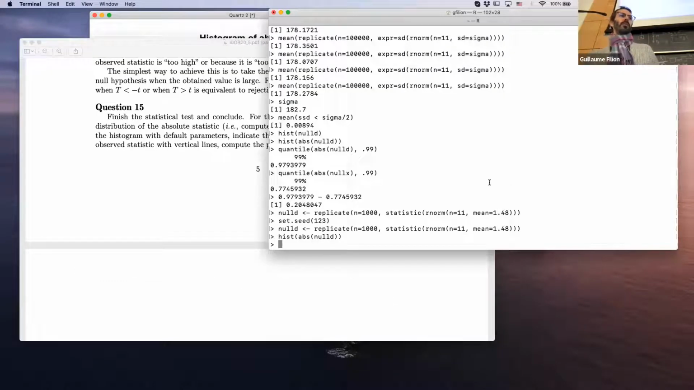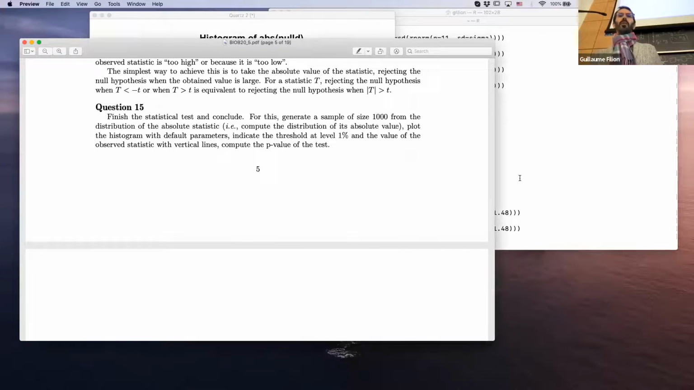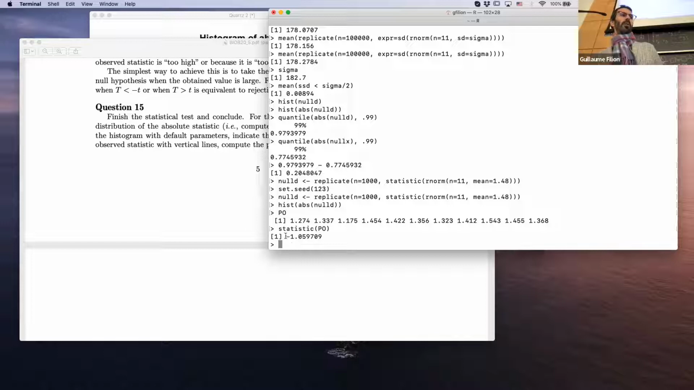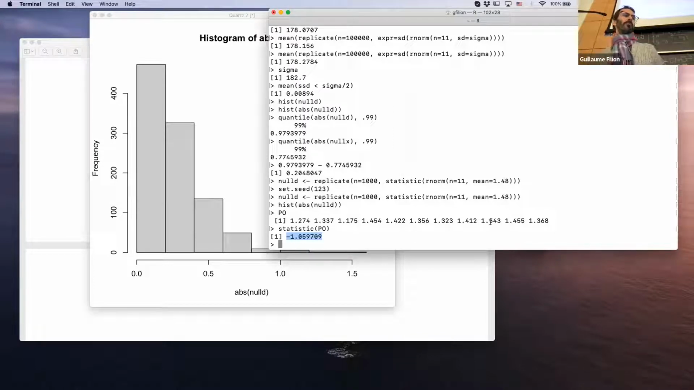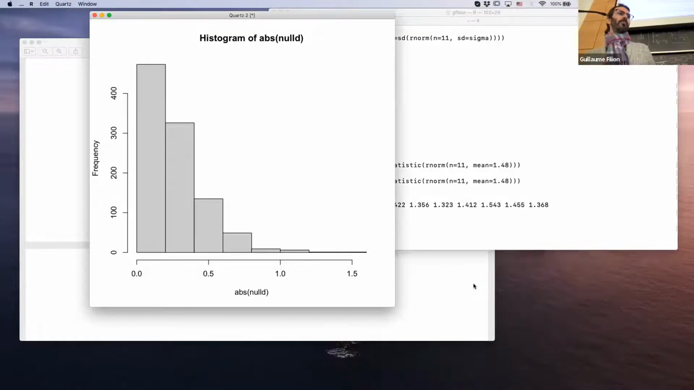And now we need to take the statistic of the sample, like really the one that we have observed in reality. Remember there was PO here. So I do statistic PO. I get minus 1.059. So now the question is, of course that's the absolute of that. I need to compare that to what I have on this distribution. I'm now finally comparing the sample, the experimental sample, with what my expectations are. Those are my expectations here. Finally, this null distribution.